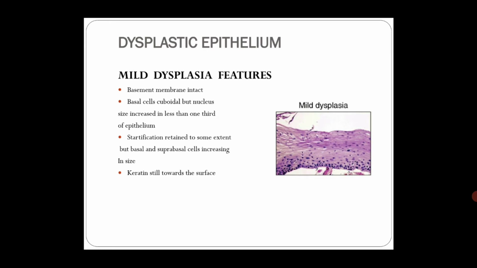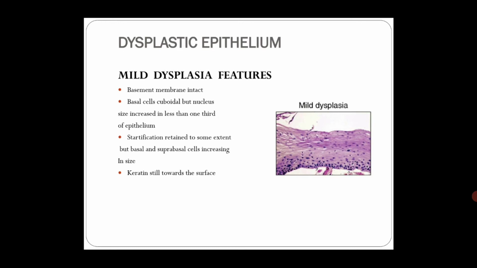Then stratification is retained to some extent, but basal and suprabasal cells are increasing in size. As I told you, stratification is the feature of a normal epithelium. So normally we see that the basal cells are the biggest in size, and as we go towards the surface, the cells go on shrinking and flattening. But in the mildly dysplastic epithelium, you will be able to see that even the suprabasilar cells will be bigger and cuboidal in shape.